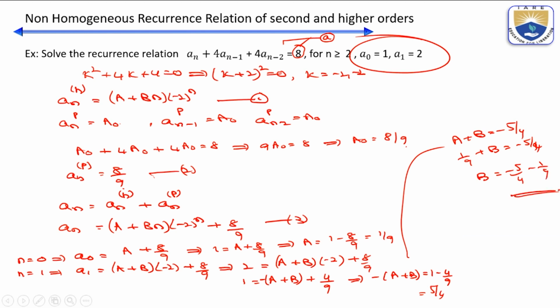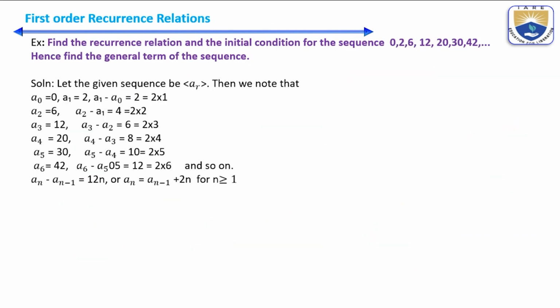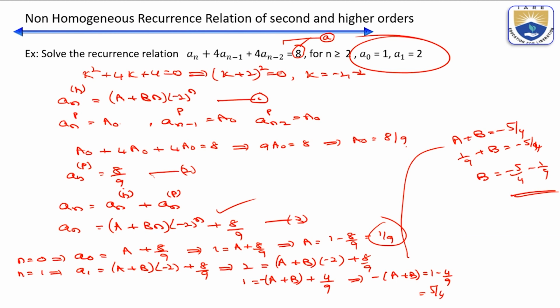So I am going to get the B value here, and of course I am going to get the A value here. Both values we are going to substitute in this expression. Then we came to know that is the final solution. That is the final solution. So in this way, we are going to find out any particular solution.